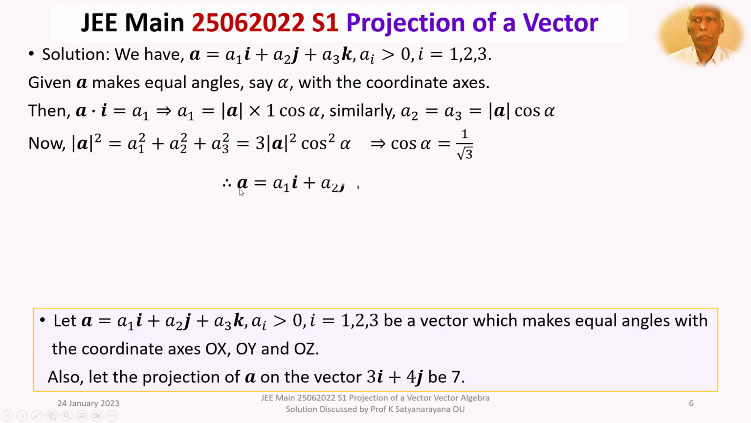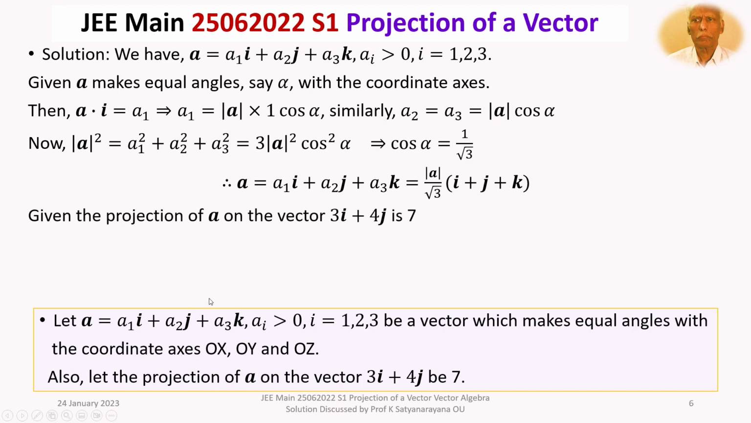Therefore the vector A is a1i plus a2j plus a3k, where a1 is equal to a2 is equal to a3 is equal to mod A cos alpha, and cos alpha is 1 by root 3. Each is equal to mod A by root 3. Therefore, the vector A is mod A by root 3 into i plus j plus k.